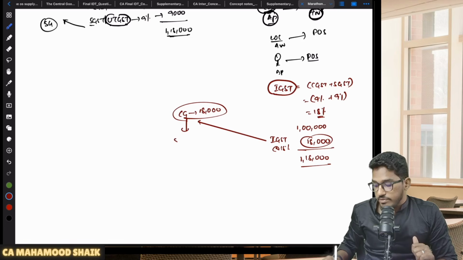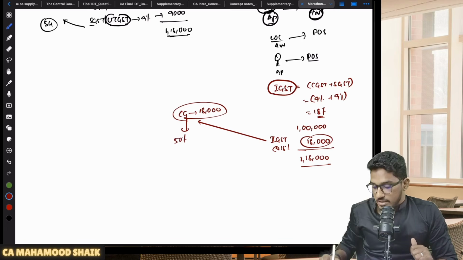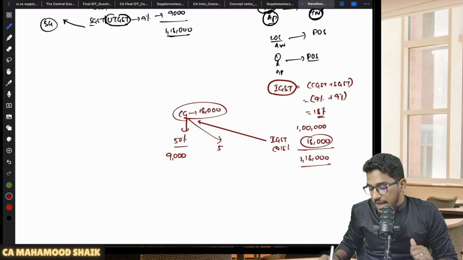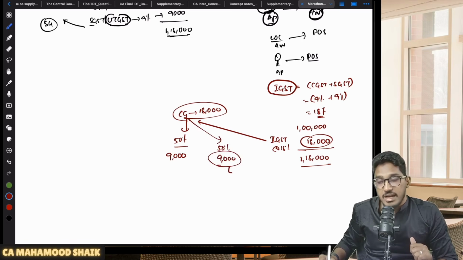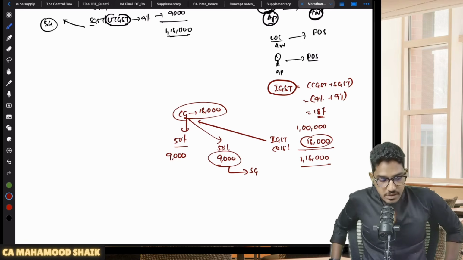Sir, what they have to do? 50% central government will retain it. Sir, how much is it? 9,000 rupees central government will retain it. Sir, what about the balance 50%, sir? Balance 9,000 rupees, they have to remit it to the state governments. They have to remit the balance 50% to the state governments.